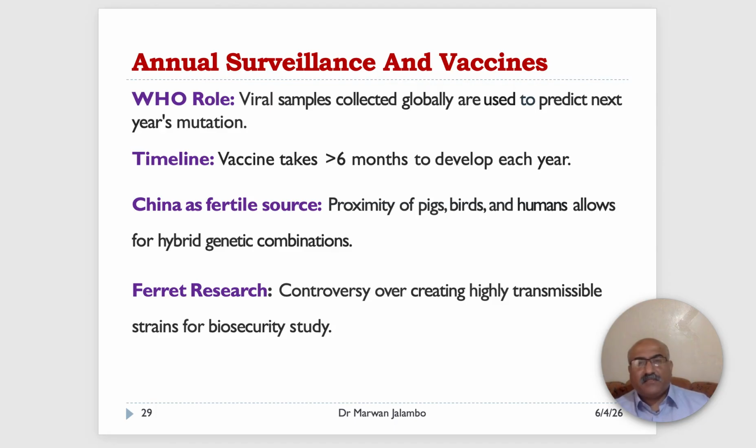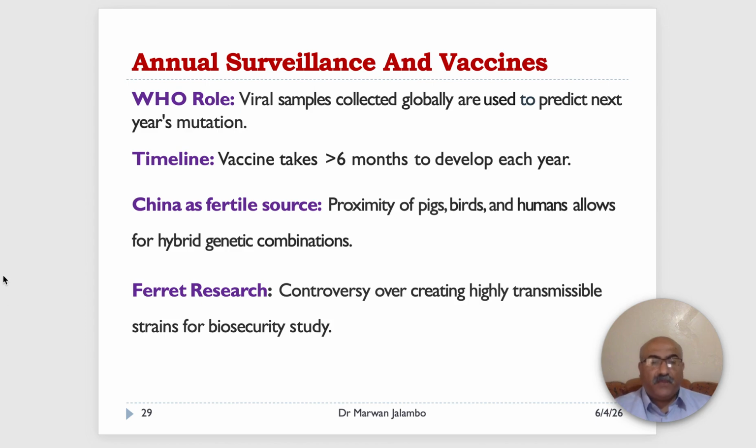The annual surveillance and vaccines. Every year, the World Health Organization, the WHO, monitors global viral samples to predict which strains will dominate. This is a race against time, as vaccine production takes more than 6 months. We also have to monitor the ethics of gain-of-function research, where scientists create more dangerous versions of the virus to study how to stop them.